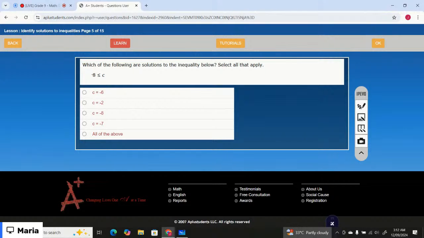Negative 8 is less than or equal to c. So negative 8 is less than negative 6. Negative 8 is less than negative 2. So the correct option is all of the above.